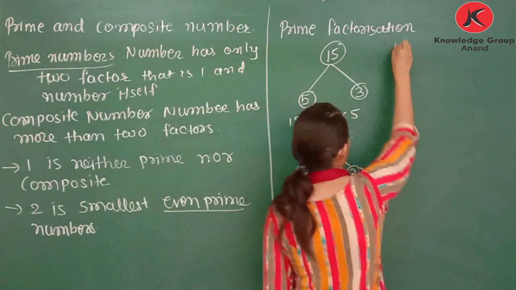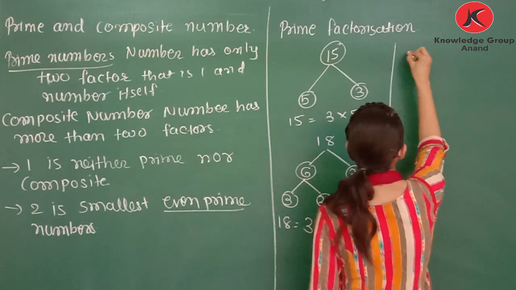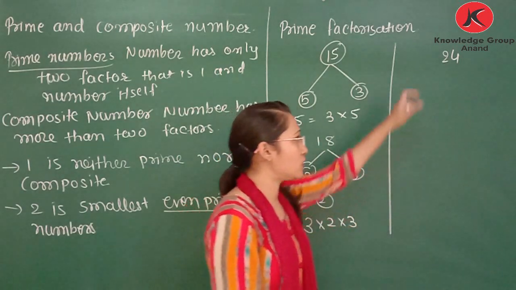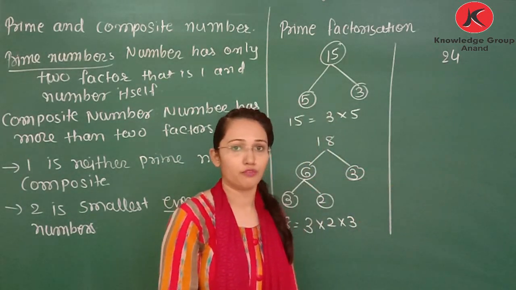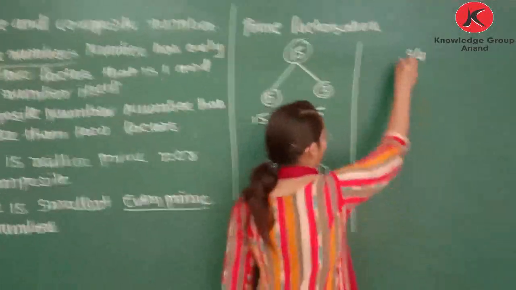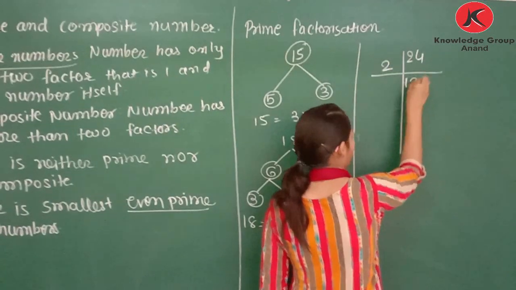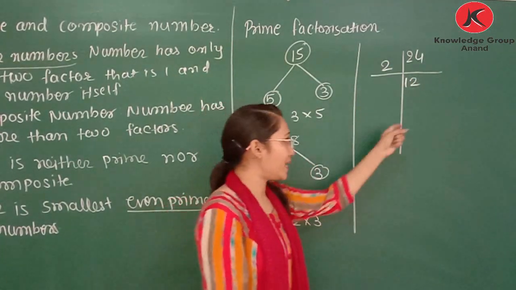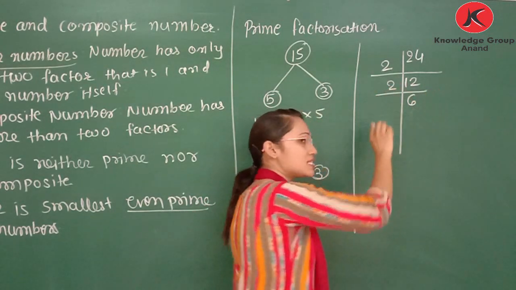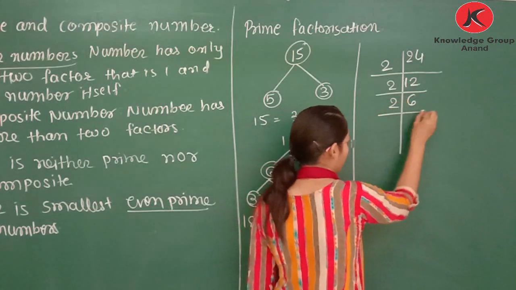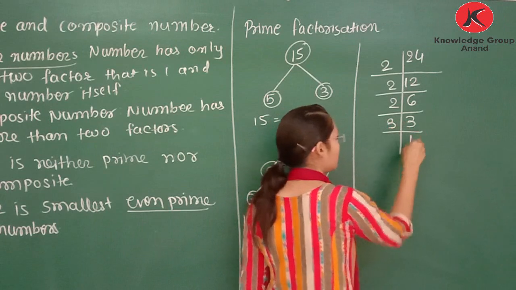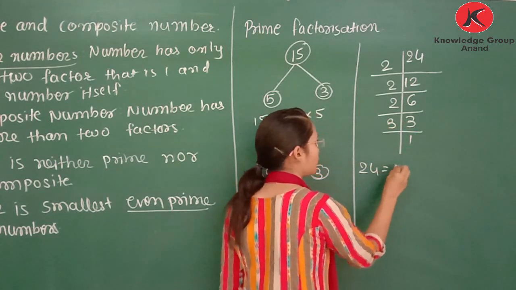Or you can use the method in which we perform division of the number. For example, 24. In that you need to divide 24 by the smallest prime number. What is the smallest prime number? 2. 24 is divisible by 2. So we can write 2 twelves are 24. Now 12 is again divisible by 2. So we can write 2 sixes are 12. 6 is again divisible by 2. So we can write 2 threes are 6. Now 3 is not divisible by 2, so we write 3 ones are 3. So what are the prime factors of 24?